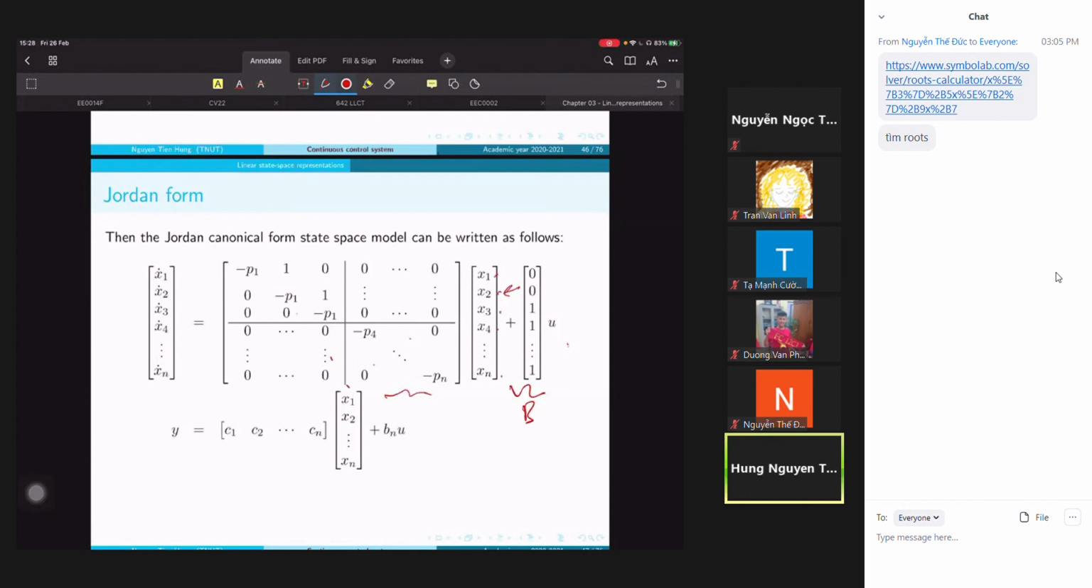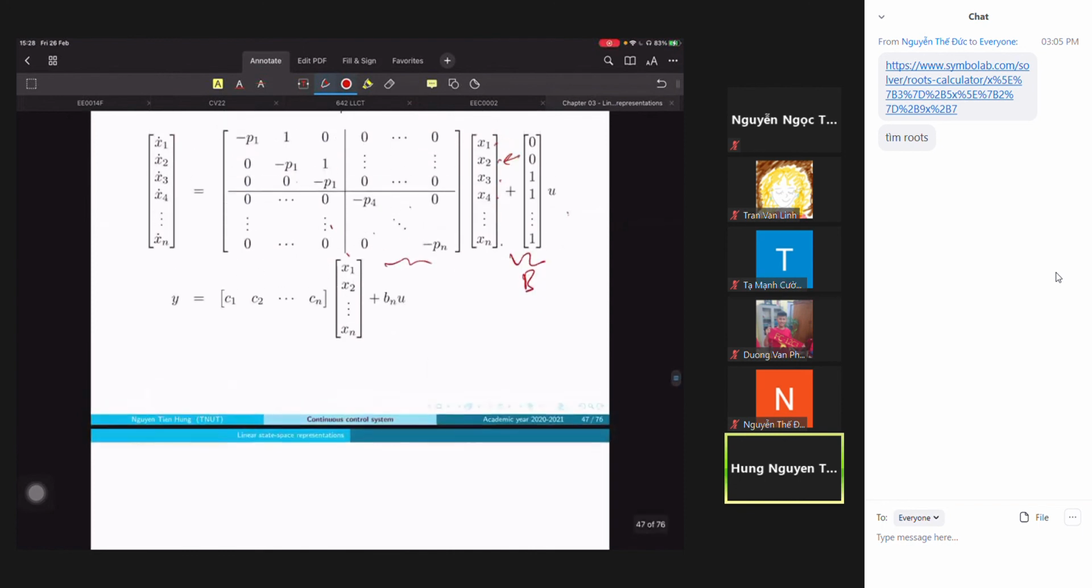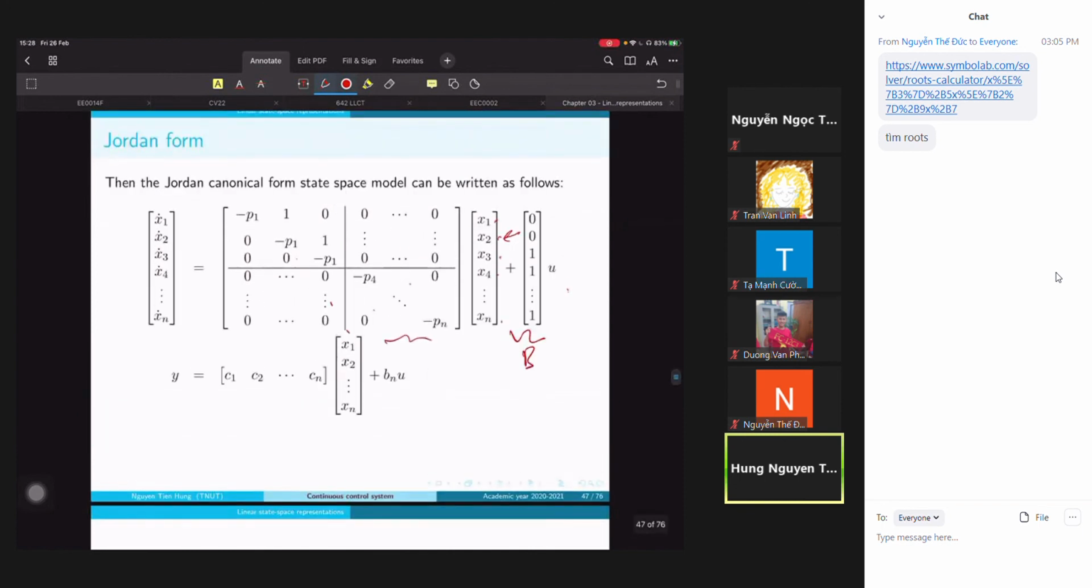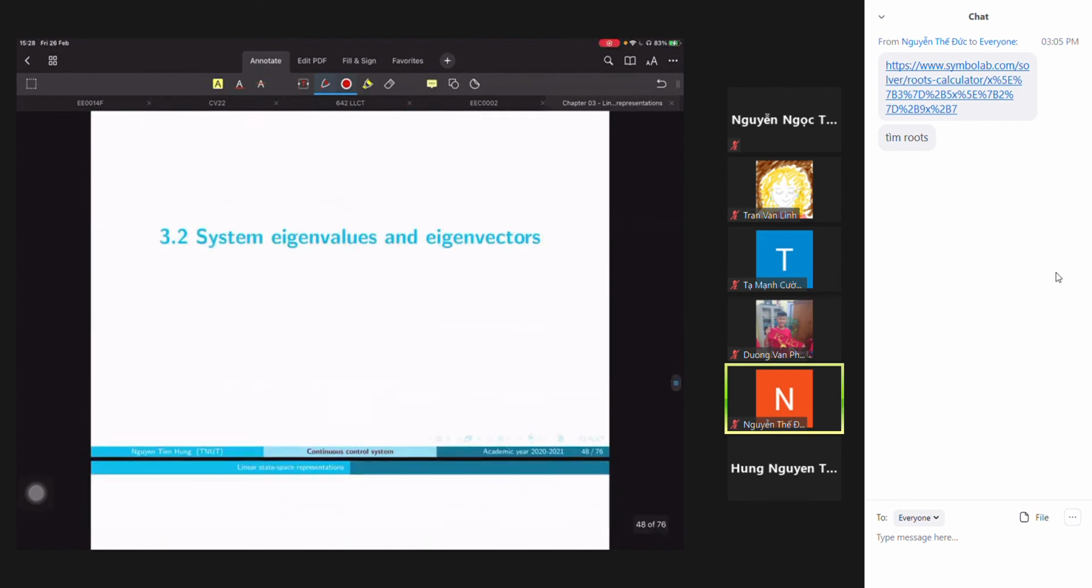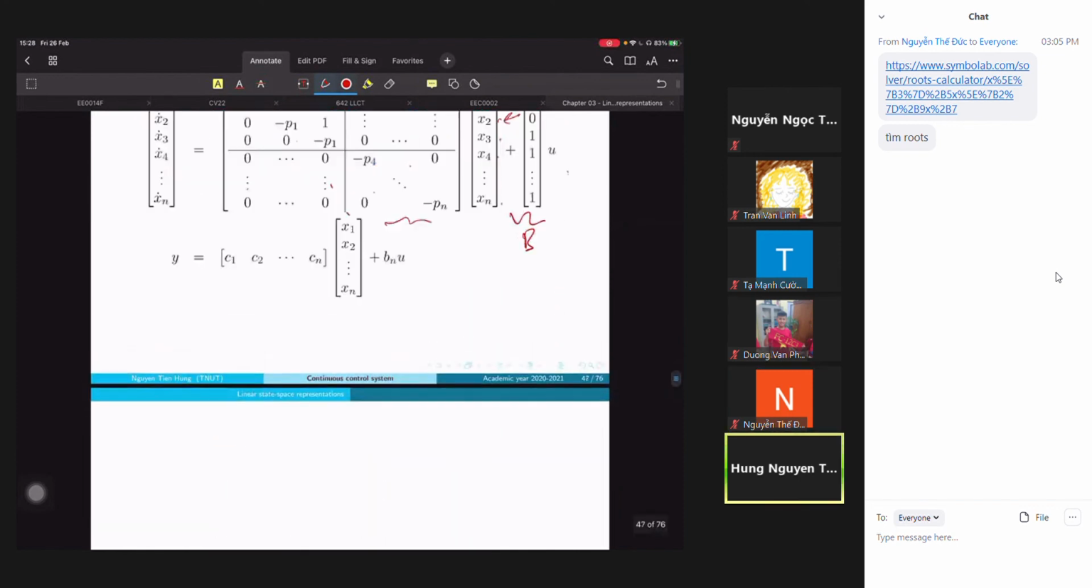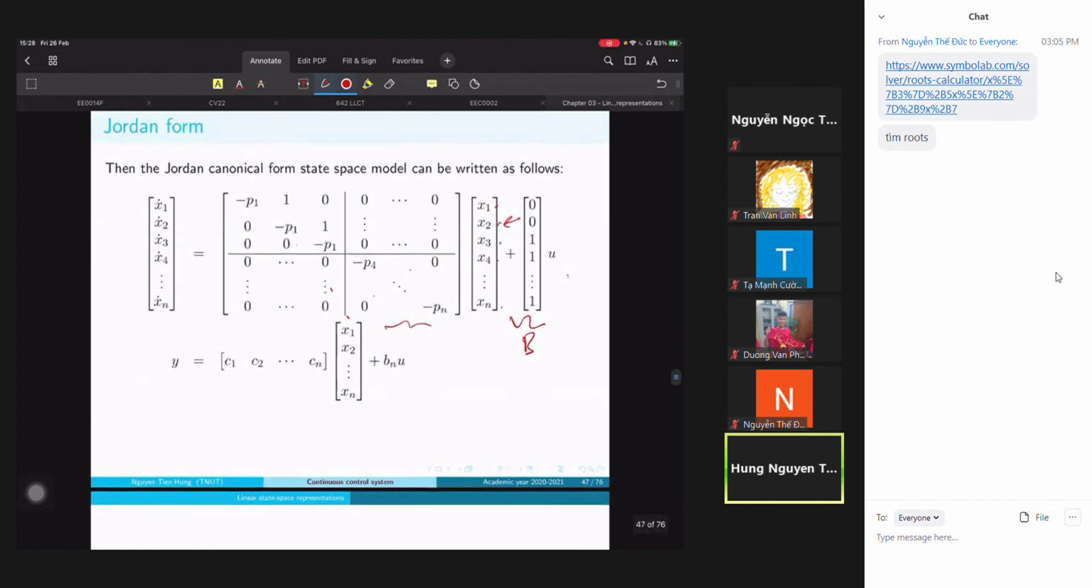I will try to find an example like this, and we will find the solution together. When I prepared this, I did not include an example, because I had no time to prepare it. So I assume, okay, like this.